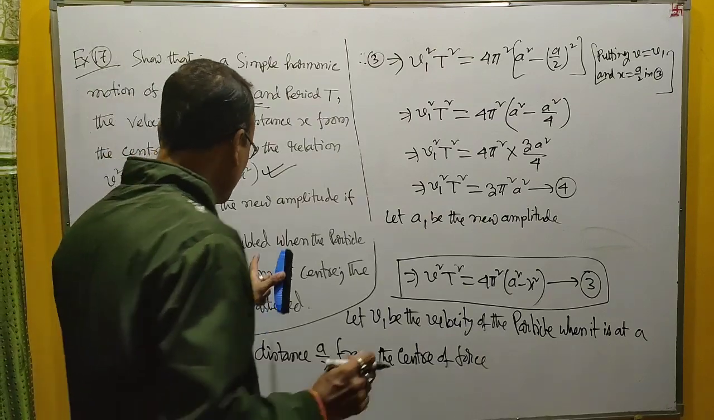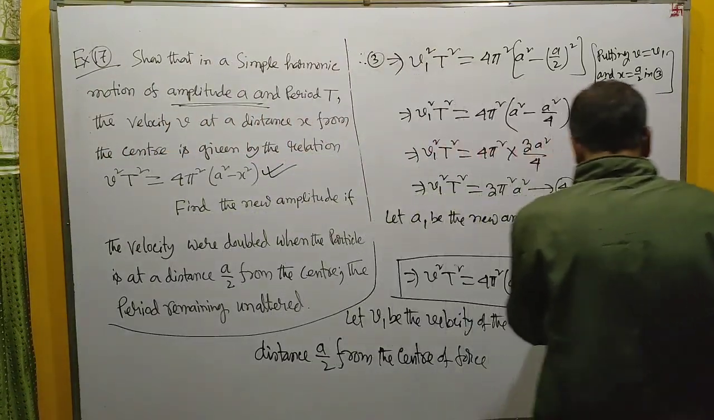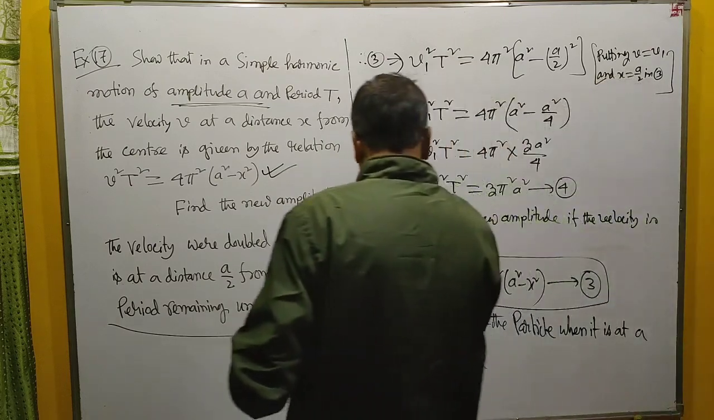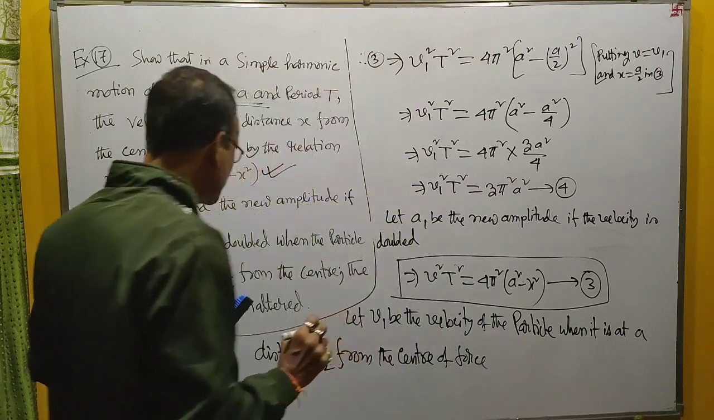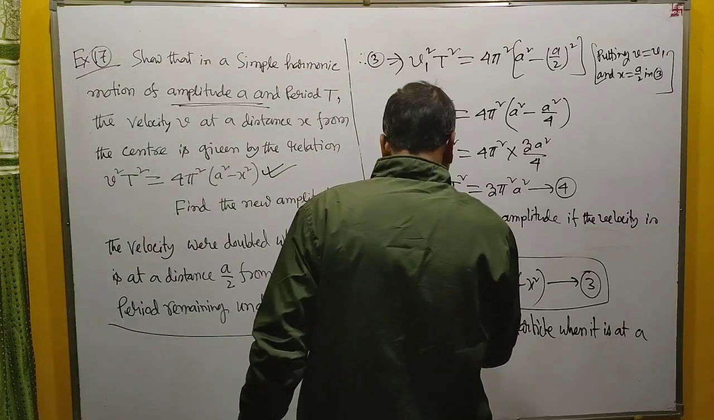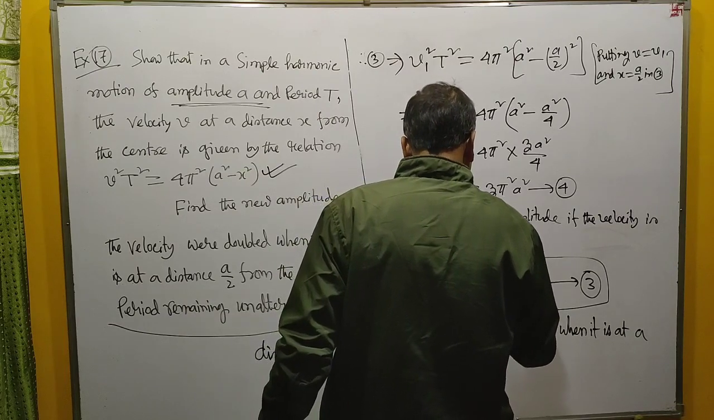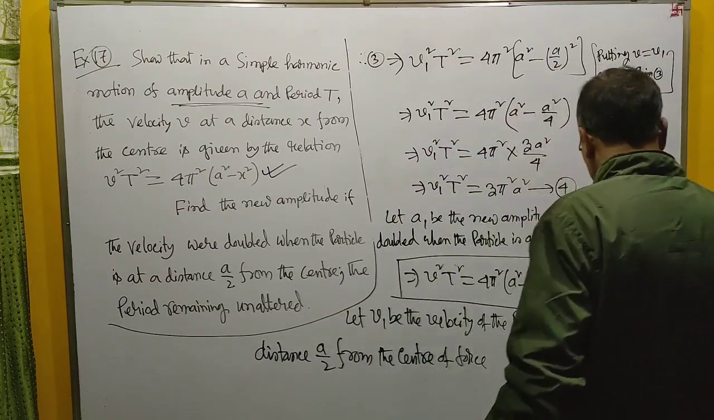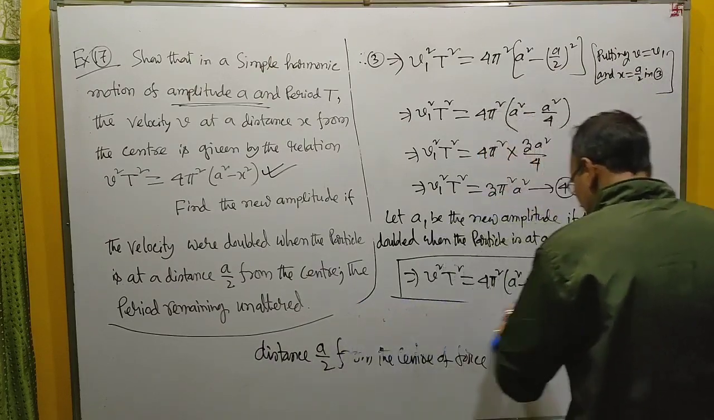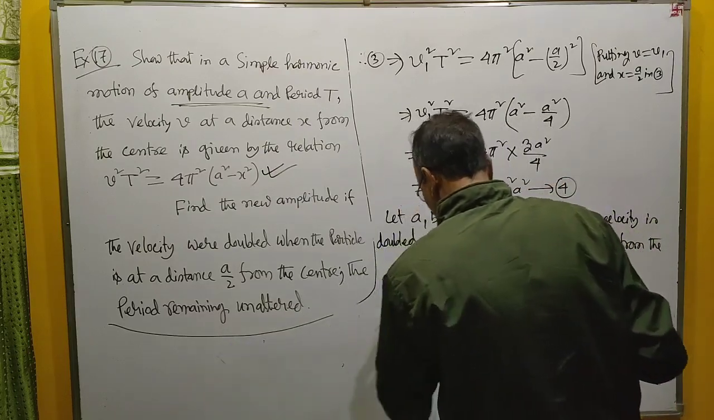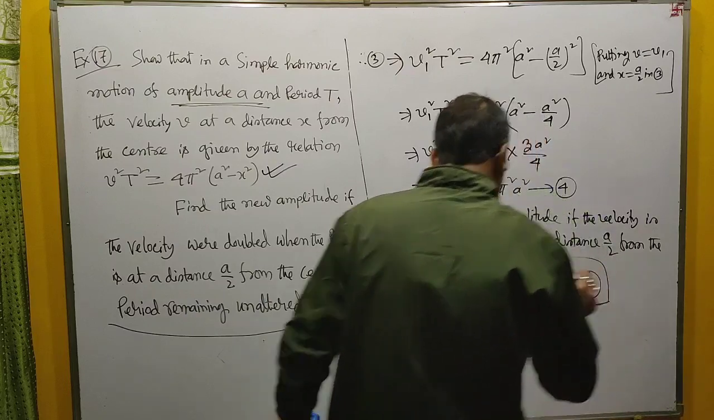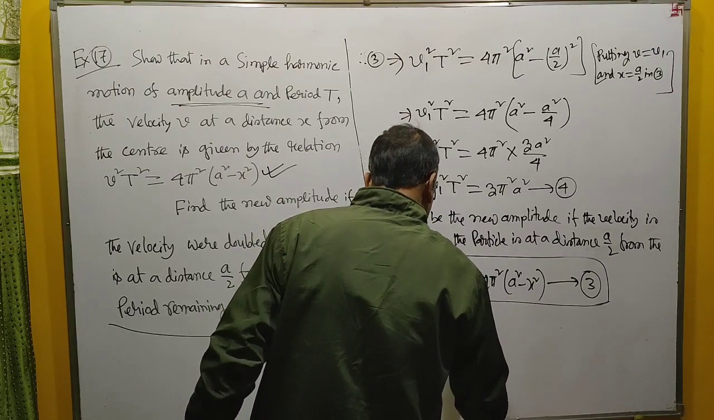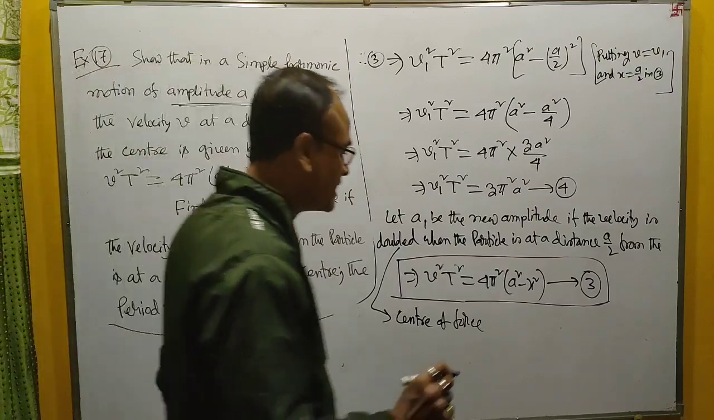When the particle is at a distance a by 2 from the center of force, if the velocity is doubled, the new amplitude, the period remaining unaltered.